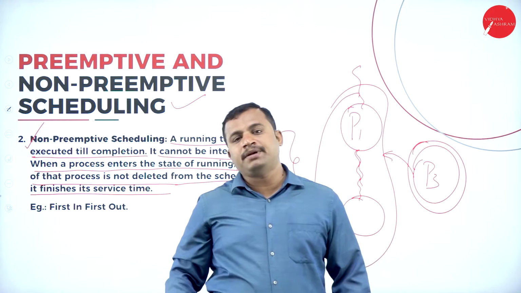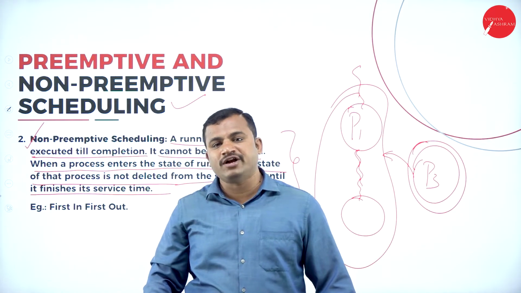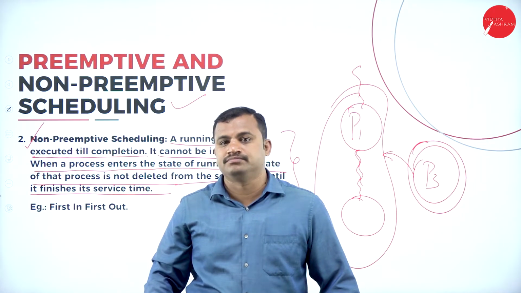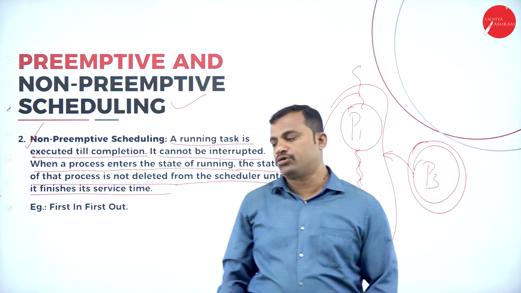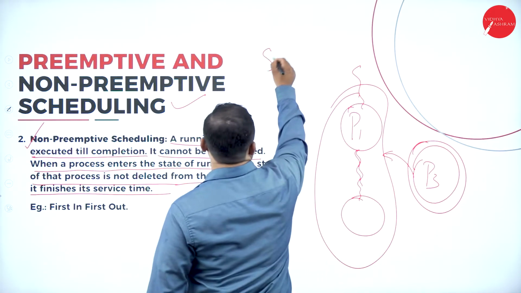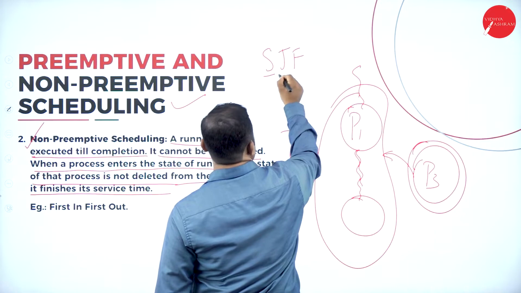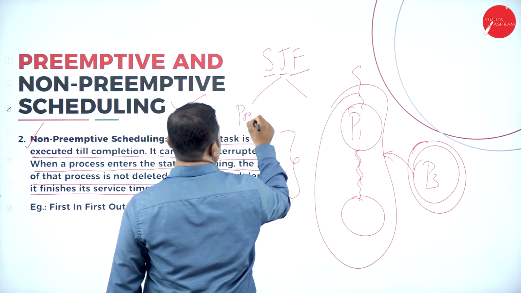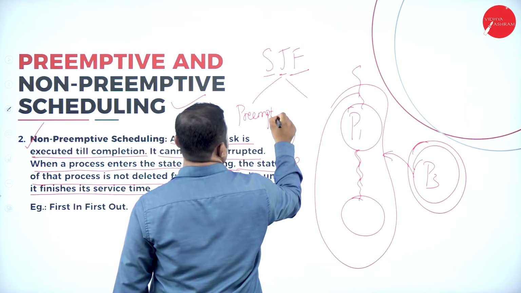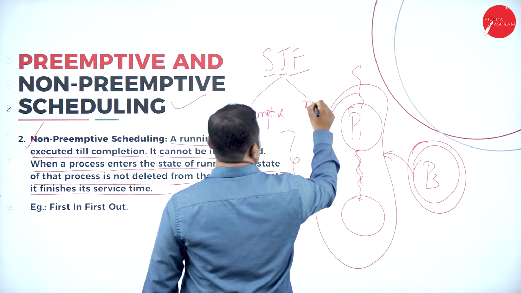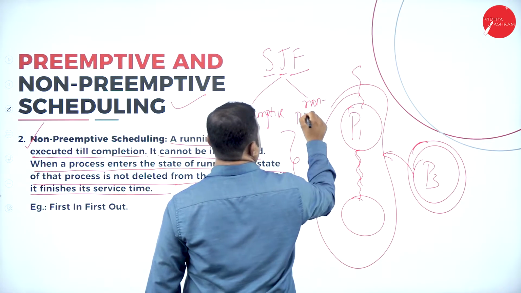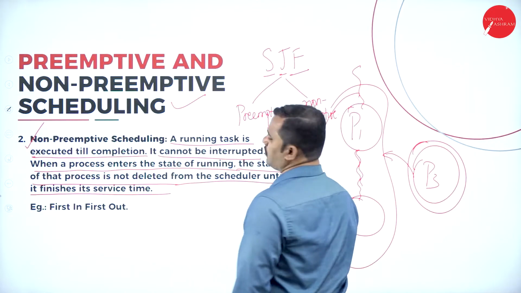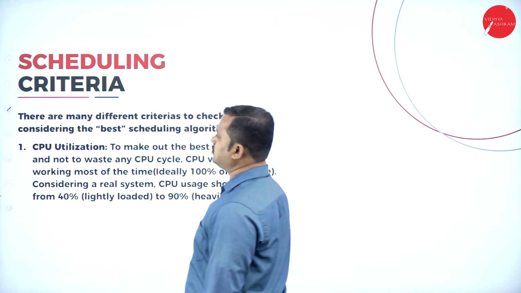These both, preemptive and non-preemptive, are the different types of the shortest job first scheduling algorithm. Please make a note of it. We have SJF, that is the shortest job first scheduling algorithm. We have two different types: one is preemptive and the other one is non-preemptive.